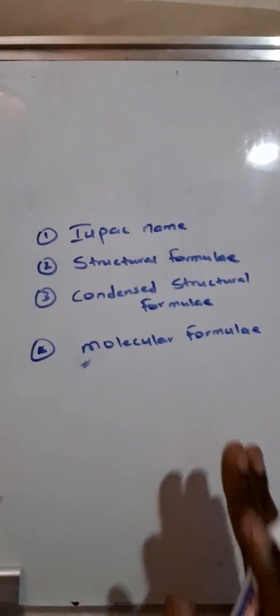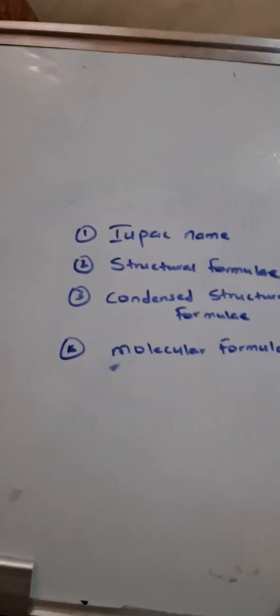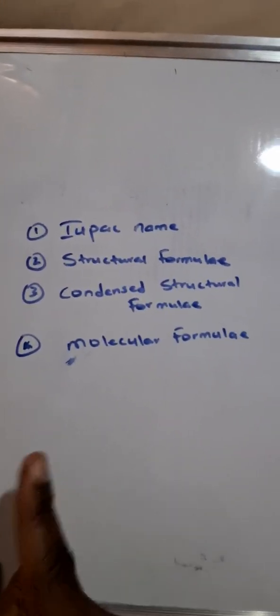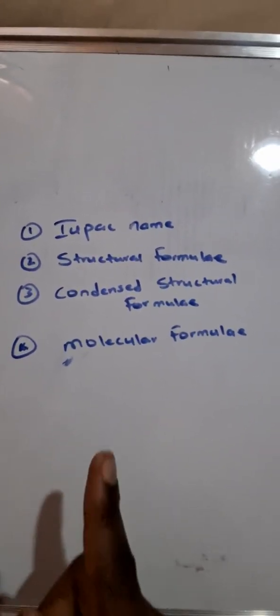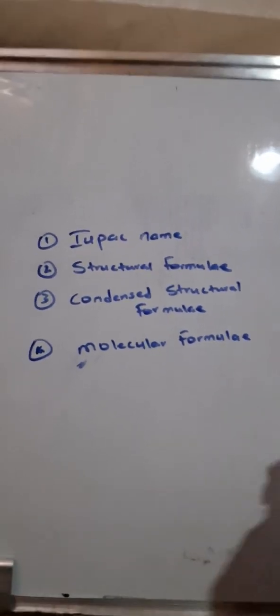So now I'm going to start. I'm going to show you about 4 of these in this clip. You need to be able to do the IUPAC name, the structural formula, the condensed structural formula, and the molecular formula. Let me just show you these 4 things.